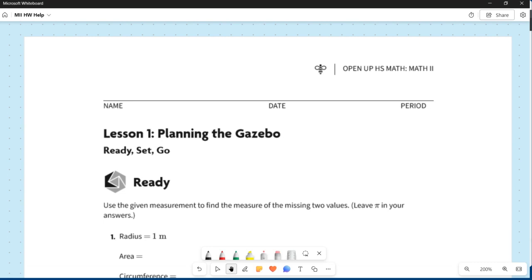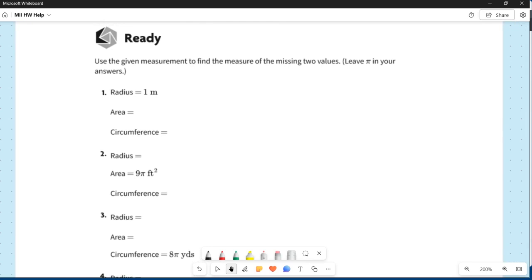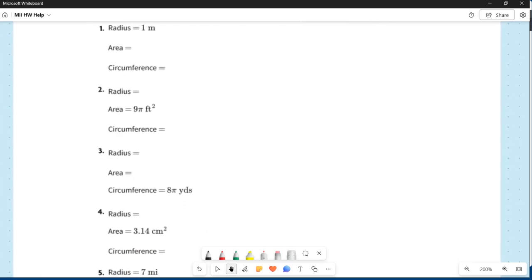Today we're looking at Unit 8, Circles, Angles, and Shapes, Lesson 1, Planning the Gazebo. In the Ready section, we are being asked to use the given measurement to find the measure of the missing two values, and we are told that we can leave pi in our answers. So, for number 1, we are given the radius, which is 1 meter, and we are being asked to find both the area and circumference of the circle.